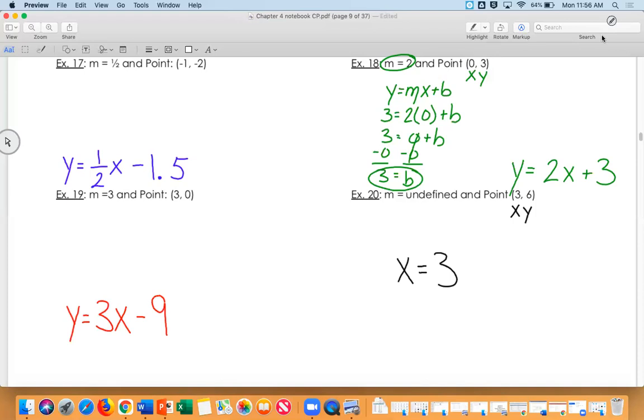Let's hit the little pause-a-roo right here.